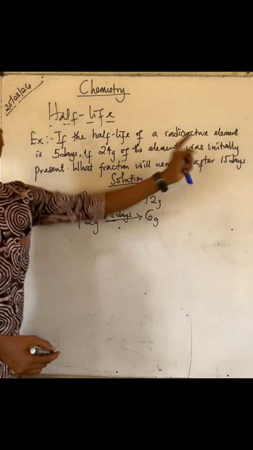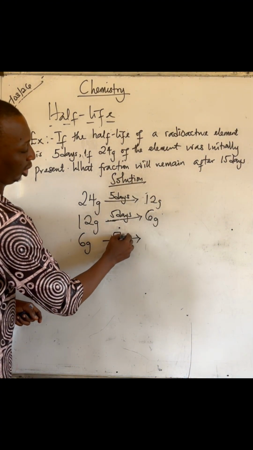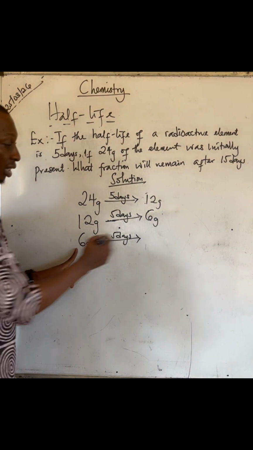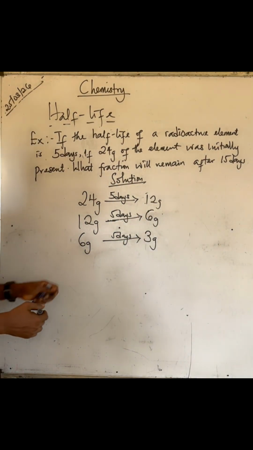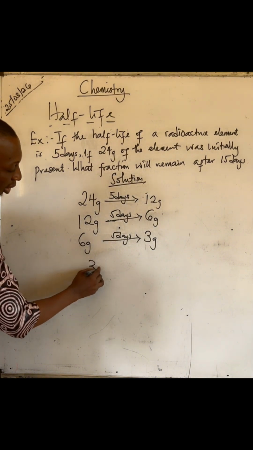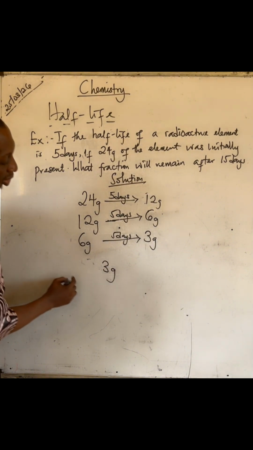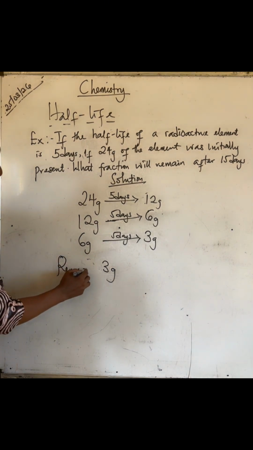And we are going to 15 days. In another 5 days, it is disintegrating to half its mass. Half of 6 is 3. So the fraction that is remaining after 15 days is 3 grams. So 3 grams is remaining after 15 days.